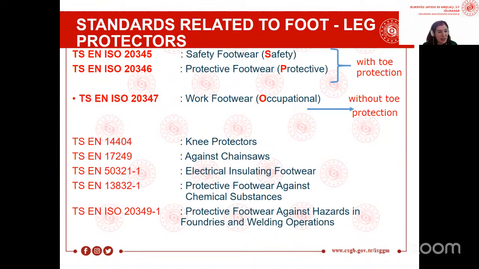There is another standard, TSEN ISO 20347, which is for work footwear and it is indicated by O symbol and doesn't have toe protection. There are other standards. The TSEN 14404 is for knee protectors. And you can see the other standards.